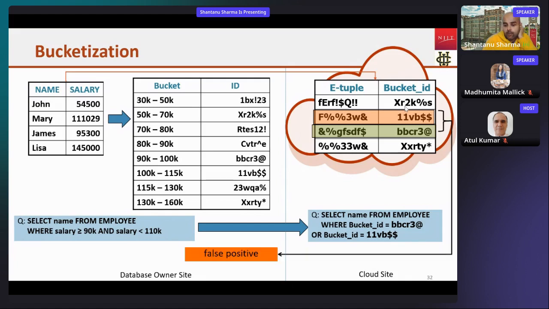But here the question is, when we fetch lots of data, the buckets can contain significant false information, and the user needs to decrypt it and then filter the result before executing the query. So it creates some overhead at the database owner side.